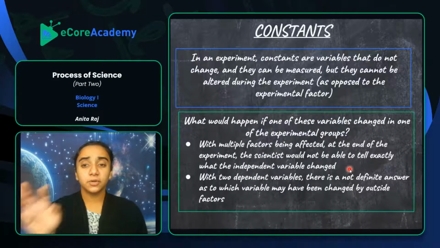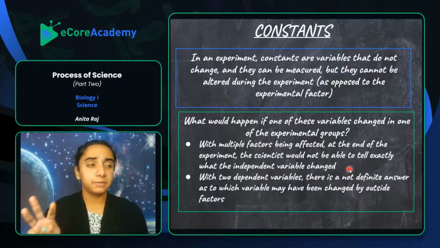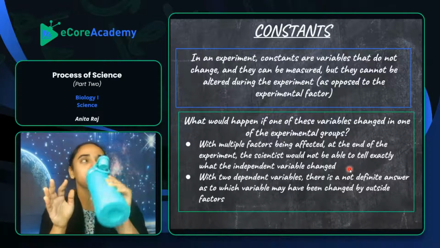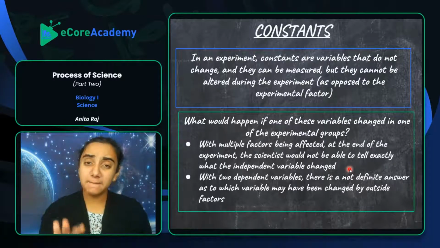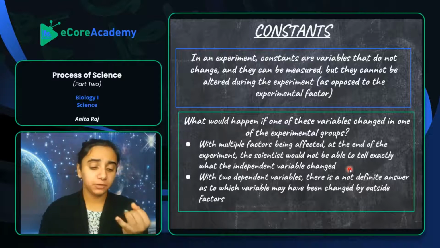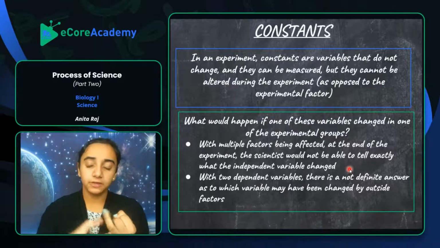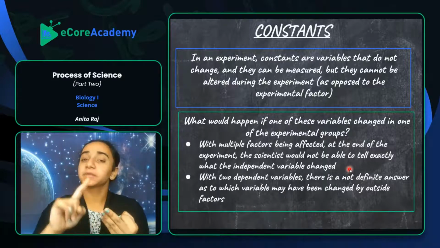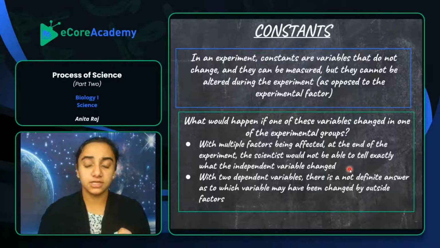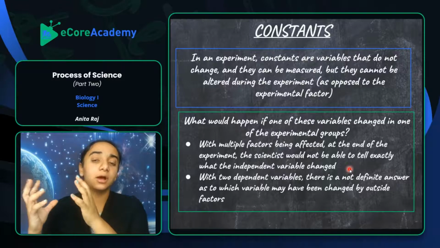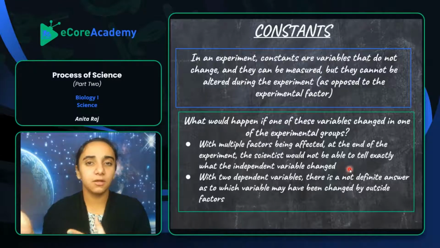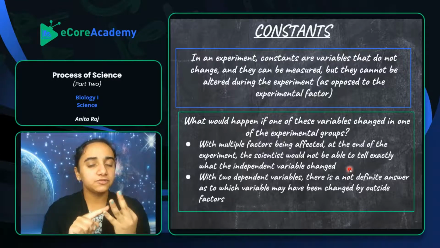So if we had multiple independent variables, as in we were changing the pH of the soil, and we were changing the amount of fertilizer, and we were changing the amount of water that's received, and we end up measuring the weight of the apples, and we get a result. But do we know which of these factors ended up giving us that result?